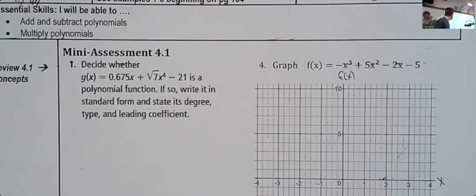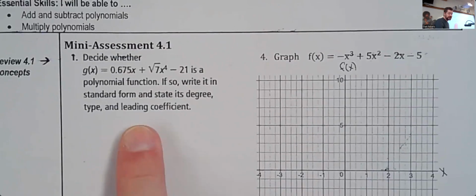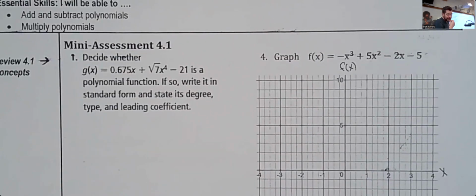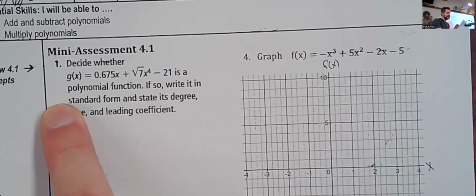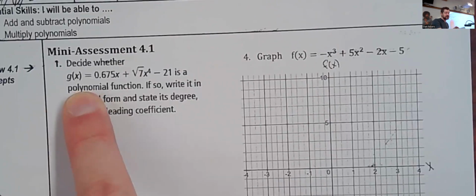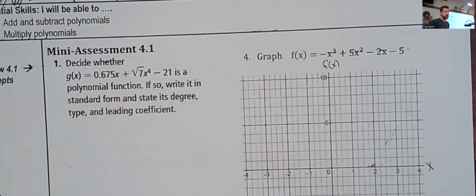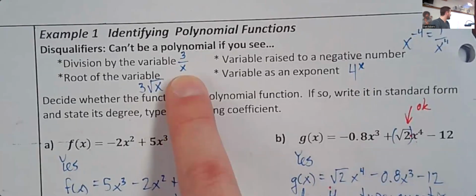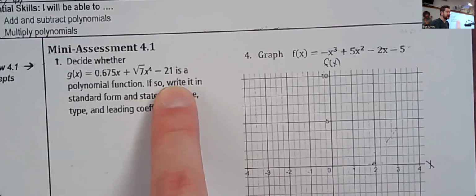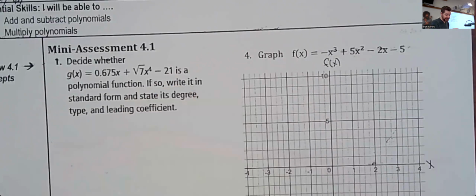So it says decide whether this function is a polynomial. If you remember back to Friday, or if you don't, I have the notes out here. There were basically 4 disqualifiers in terms of what was or was not a polynomial. The things that disqualified a function from being a polynomial were things like dividing by the variable. So if you see a variable as a denominator here, it can't be a polynomial. I don't see a variable being divided by here, so that's fine.